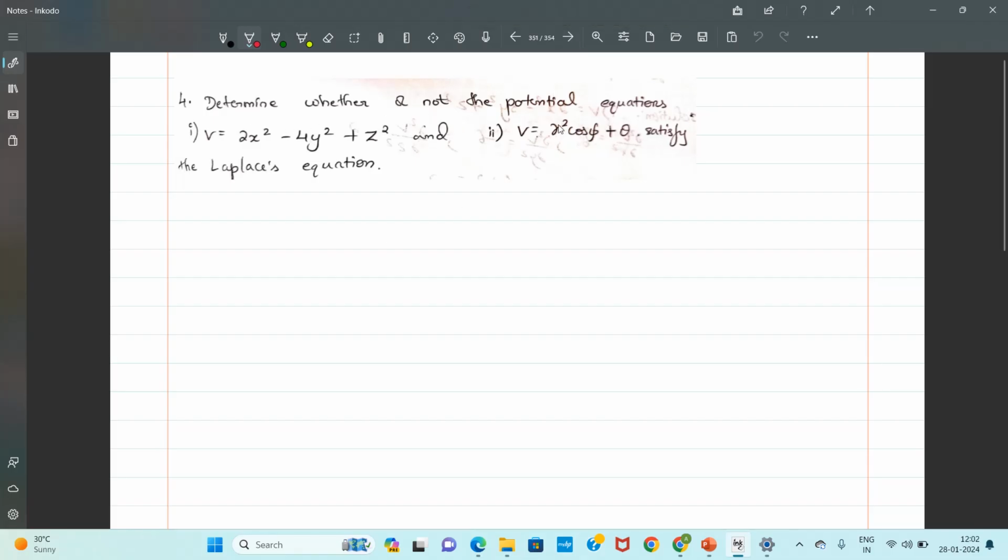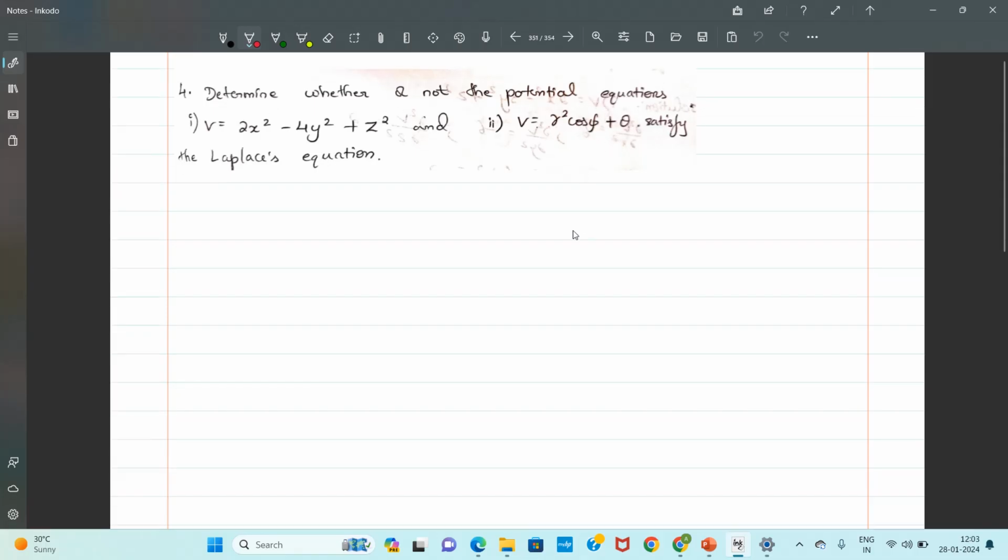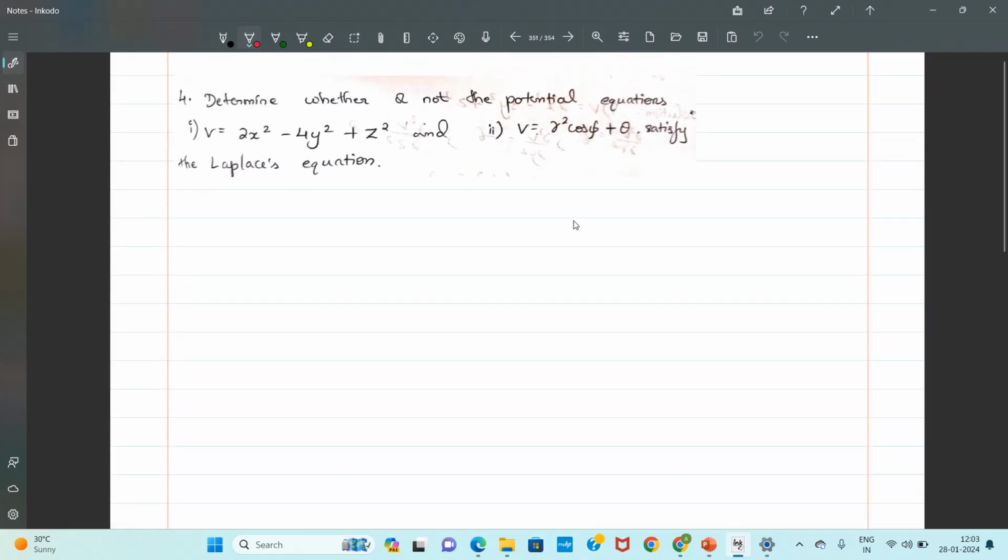Determine whether or not the potential equations, two questions are there, satisfy Laplace equation. This is similar to your first problem. The first equation is given in Cartesian system, so use the Cartesian coordinate equation and solve it, and check whether you're getting the answer as 0 or not. Similarly, this will be in spherical coordinate system. You have to simplify it and get the result. So you can pause the video and solve these two problems.